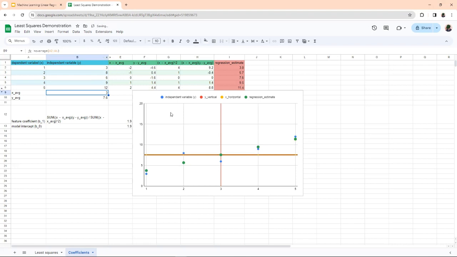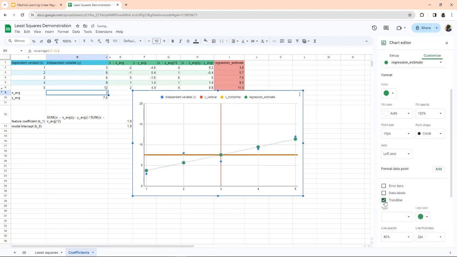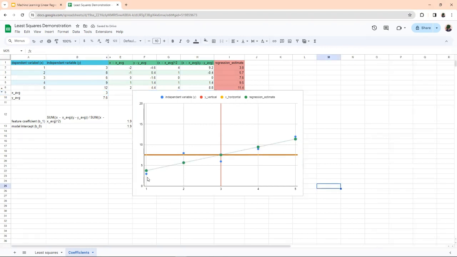And as you can see, this is our regression line. These are our independent variables, our observations, the ones in blue, and then our regression is shown in the green. But let me add a trend line to see how that works. There we go. Okay, so that is our fitted line, based on this combination of independent variables and dependent variables.